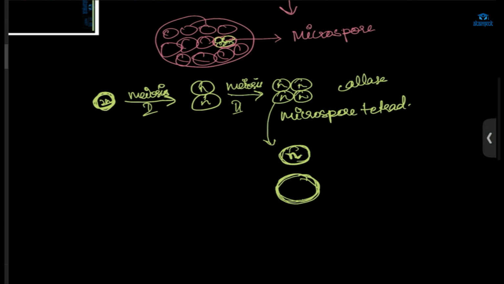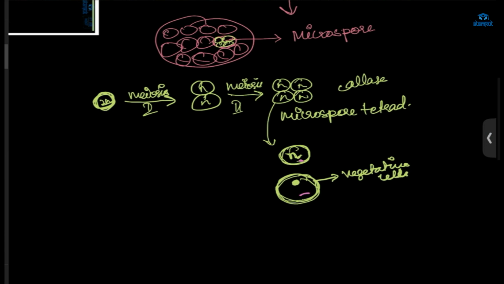Then there will be division, and formation of two types of cell. One cell, the bigger cell, is known as the vegetative cell. In the cytoplasm of the vegetative cell, there will again be one mitosis. So an unequal division will happen.